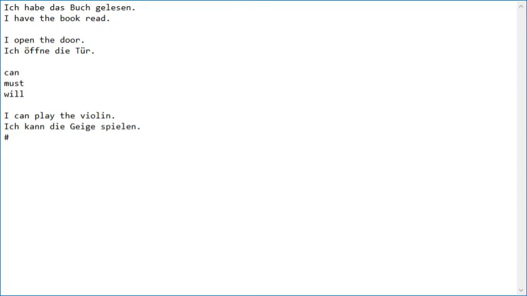The literal word for word translation is I can the violin, play. So you see how that works? If you have a modal verb, German pushes the main verb to the end of the sentence, and that's just something German does. So if you see stuff like this happening, it's because there's a modal verb in the sentence.